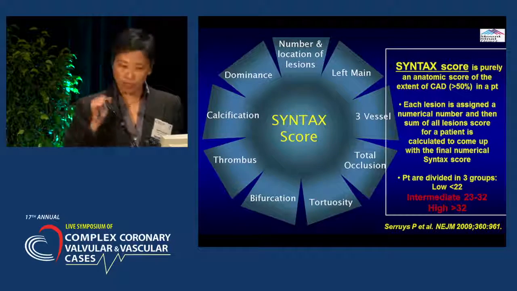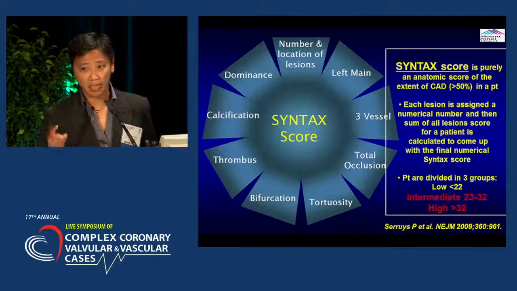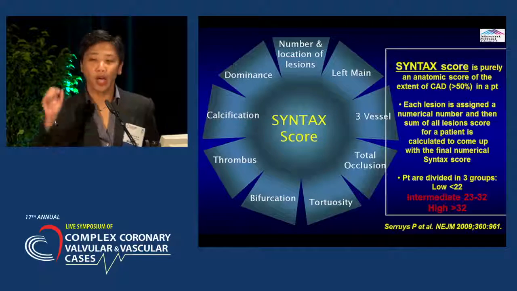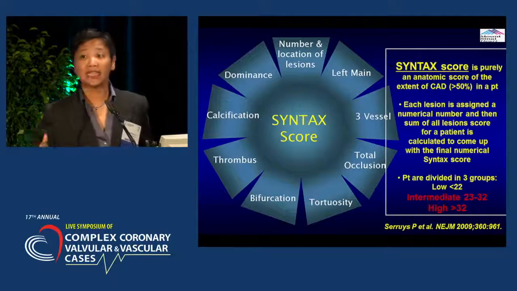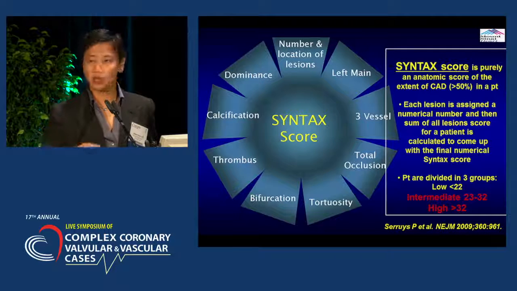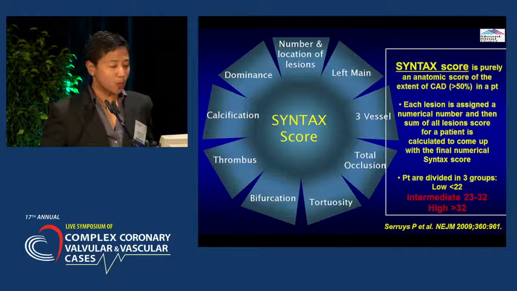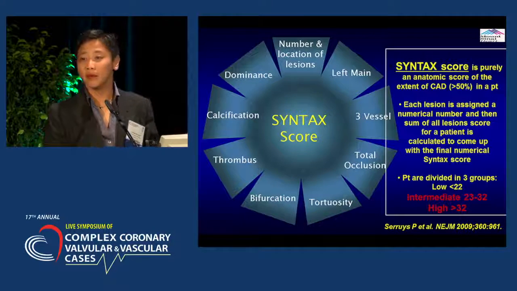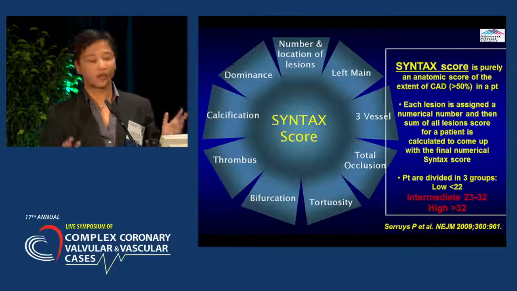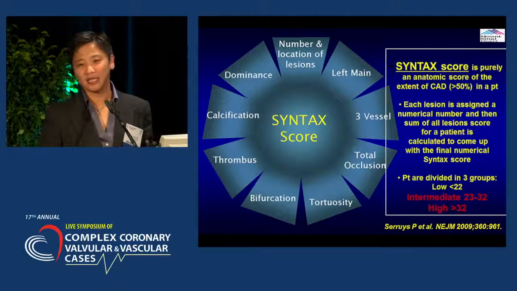So the SYNTAX score is purely an anatomic score of the extent of CAD. CAD is a blockage of 50% or more. You have a grade right away when you have a blockage of 50% or more. Significant is 70%, but once we see a moderate lesion, 50%, you have a SYNTAX score. So we accumulate all these lesions, and then we have the sum of the SYNTAX score. Let's say you have 3 blockages, 2 plus 2 plus 2, let's say 6, so that's a SYNTAX score.